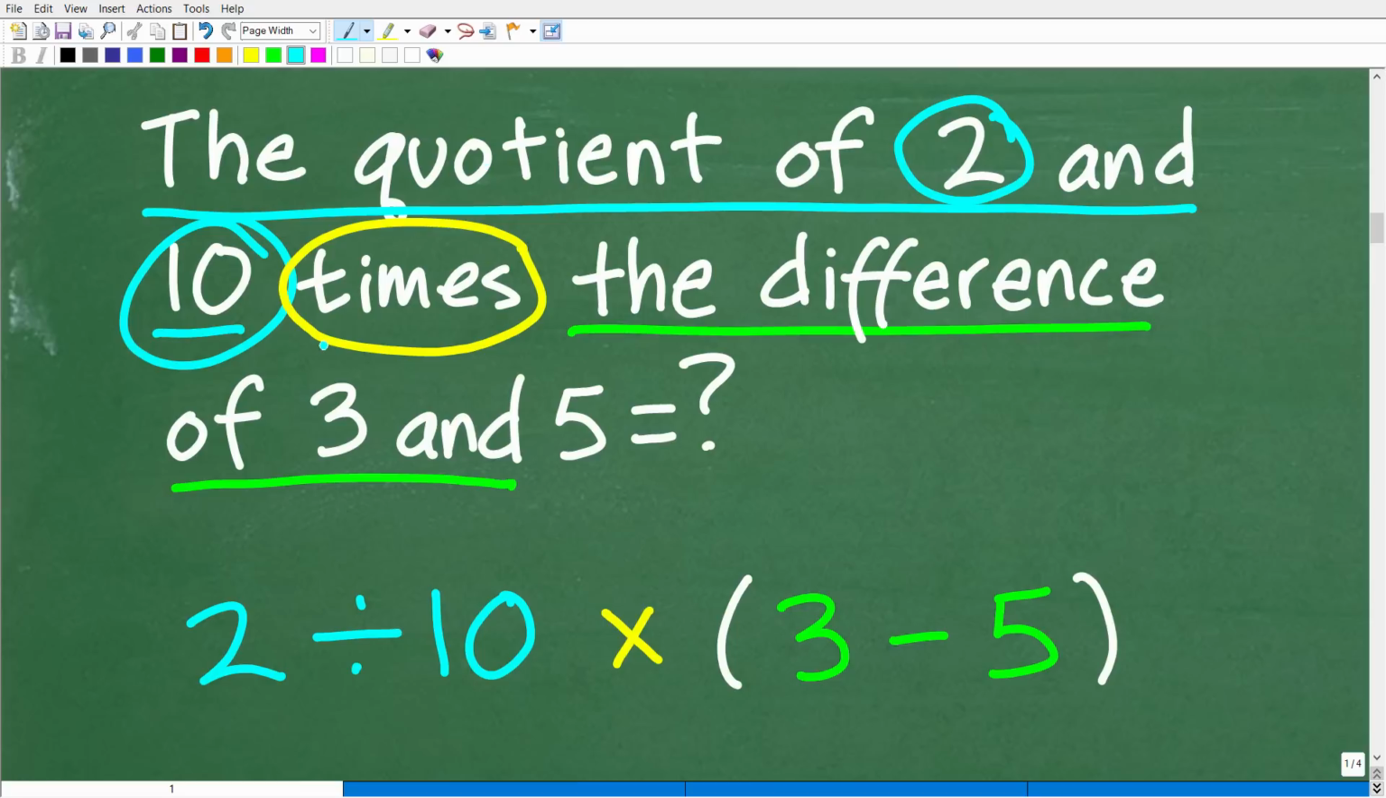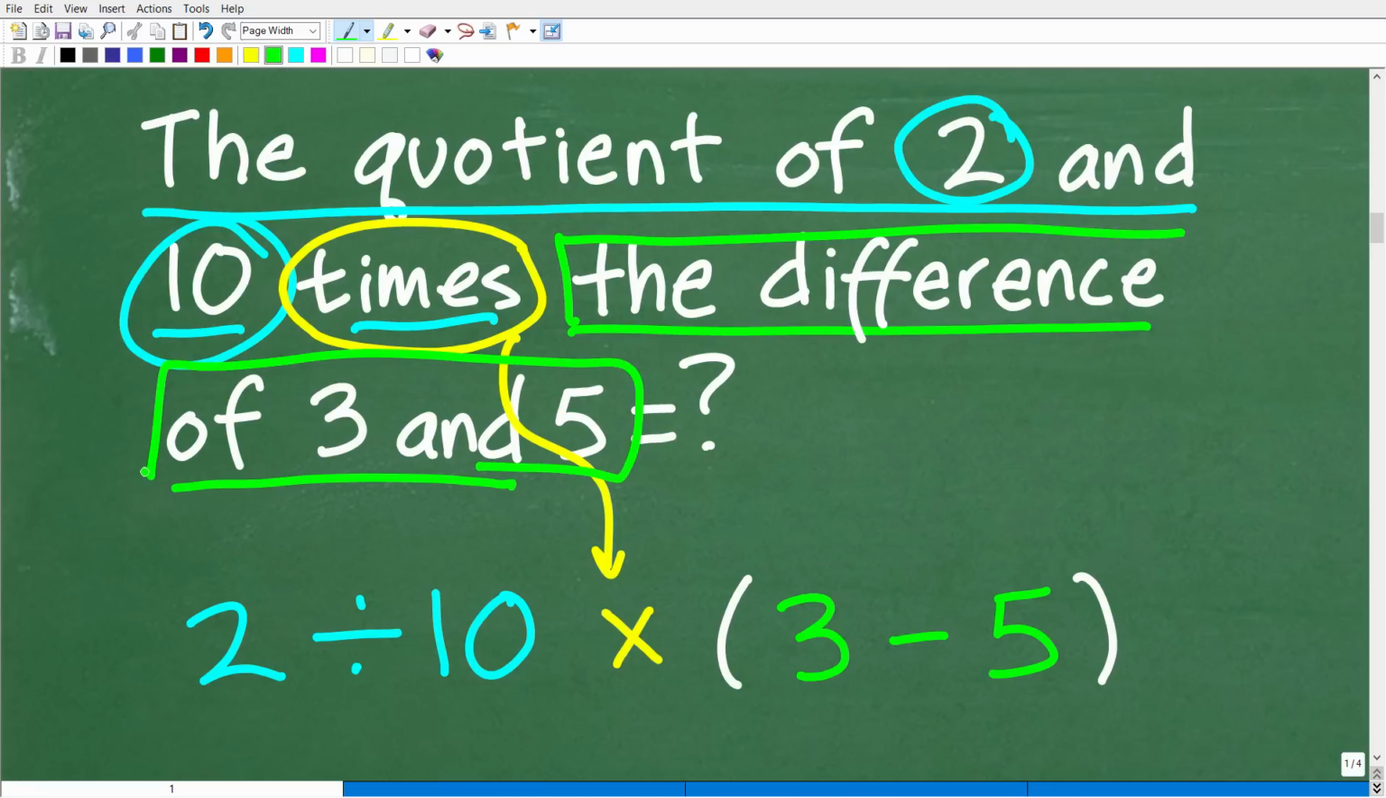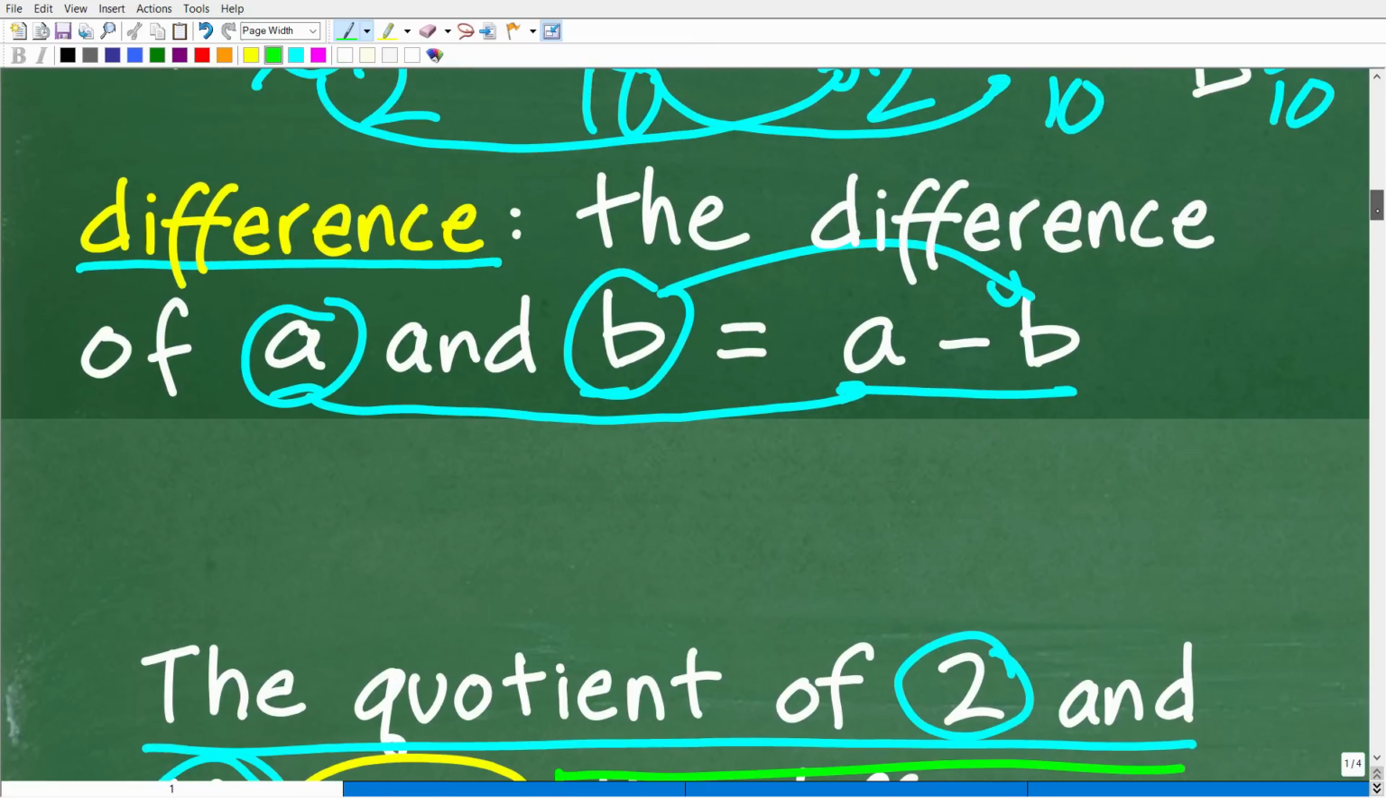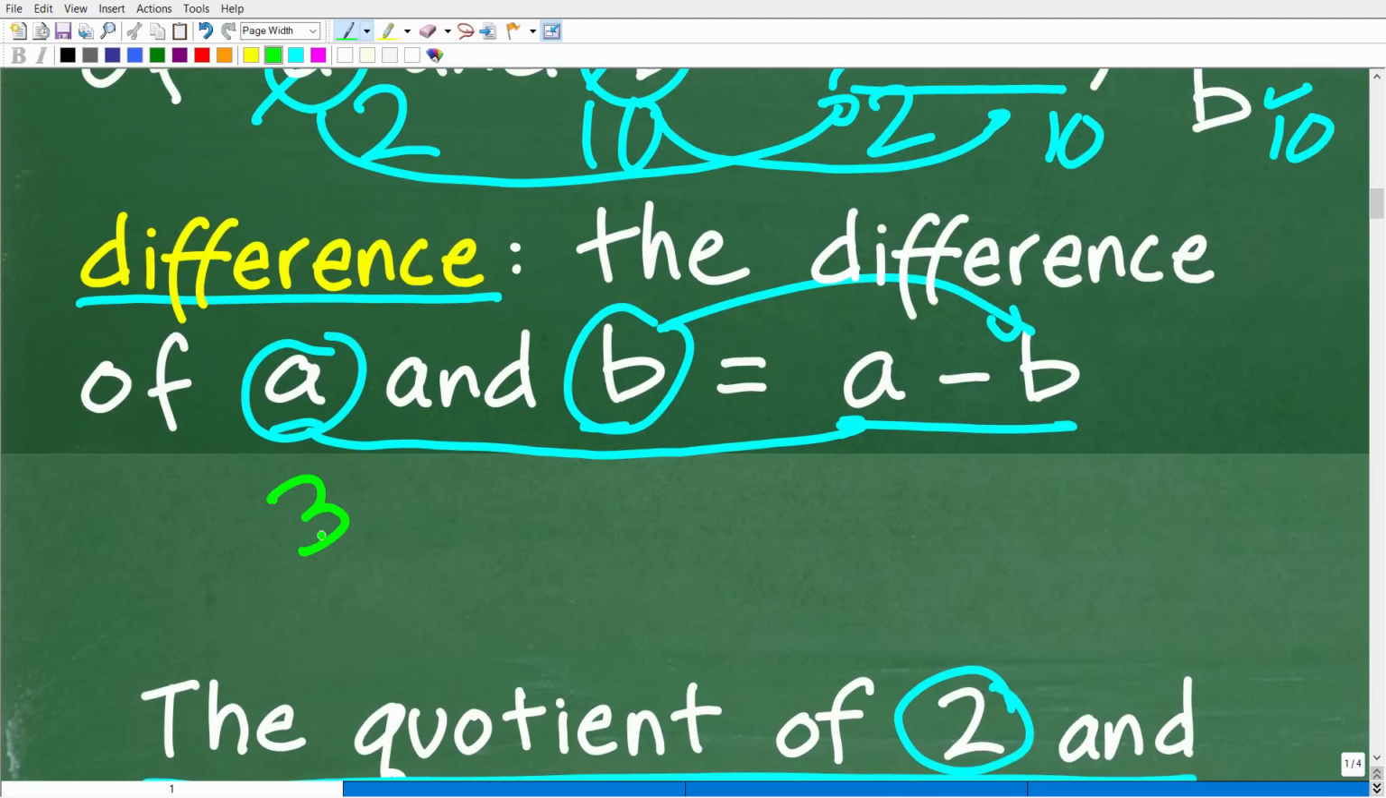The quotient of 2 and 10, times, what does that imply? Well, that implies multiplication, so we have this right here. So we're just translating this, but here is a little bit of a twist on this last part of the problem. The quotient of 2 and 10 times the difference of 3 and 5. Now let's go back to the definition of the difference. So the difference of 3 and 5 is 3 minus 5 per the definition of the difference.